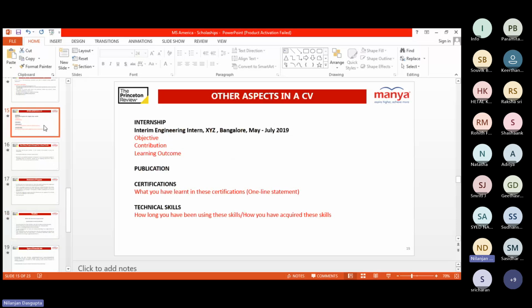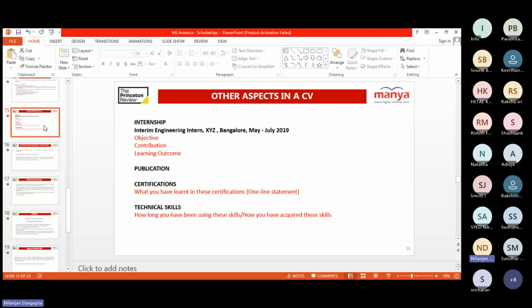You write an objective statement of the program. What exactly was your problem statement, on what particular project you have worked? Your contribution, what you have done, that also you can mention within a couple of lines. A learning outcome in 3 bullet points, what you have learned. So, what you have done and what you have learned.